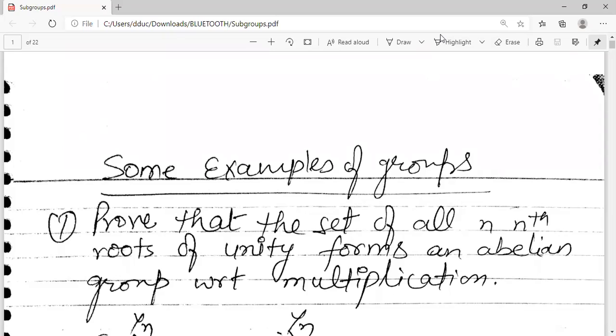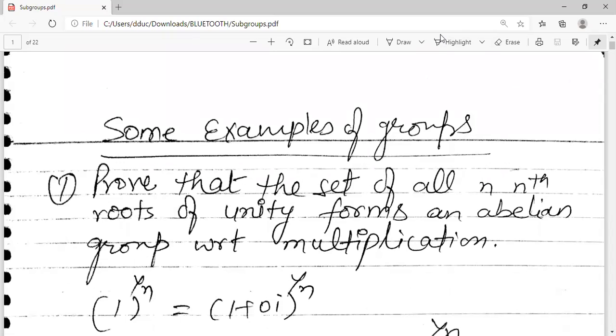In today's lecture I'm going to give you some more examples of groups, and then we are going to start subgroups. So we are going to see some examples of subgroups and some tests for checking whether some subset is a subgroup or not. So let us begin. Let us see some examples of groups first.